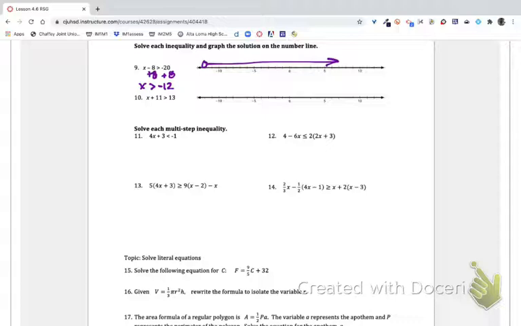For number 11, solve each multi-step inequality. So we're going to subtract 3 on both sides. 4x is less than -4. Divide 4 on both sides. X is less than -1. Now we don't flip the sign here because we're not multiplying or dividing by a negative number.